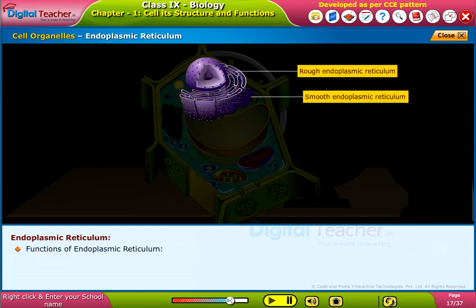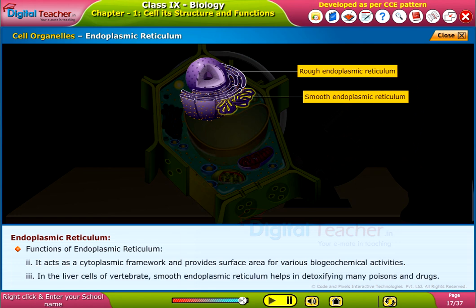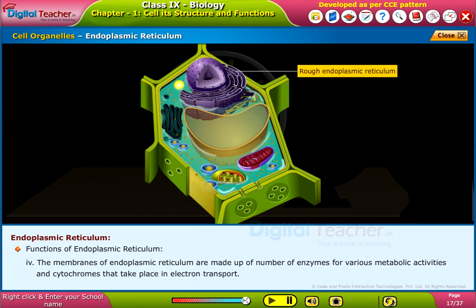Functions of endoplasmic reticulum. It serves as a channel and helps in transporting of materials between different regions of cytoplasm or between cytoplasm and nucleus. It acts as a cytoplasmic framework and provides surface area for various biochemical activities. In the liver cells of vertebrates, smooth endoplasmic reticulum helps in detoxifying many poisons and drugs. The membranes of endoplasmic reticulum are made up of a number of enzymes for various metabolic activities and cytochromes that take place in electron transport.